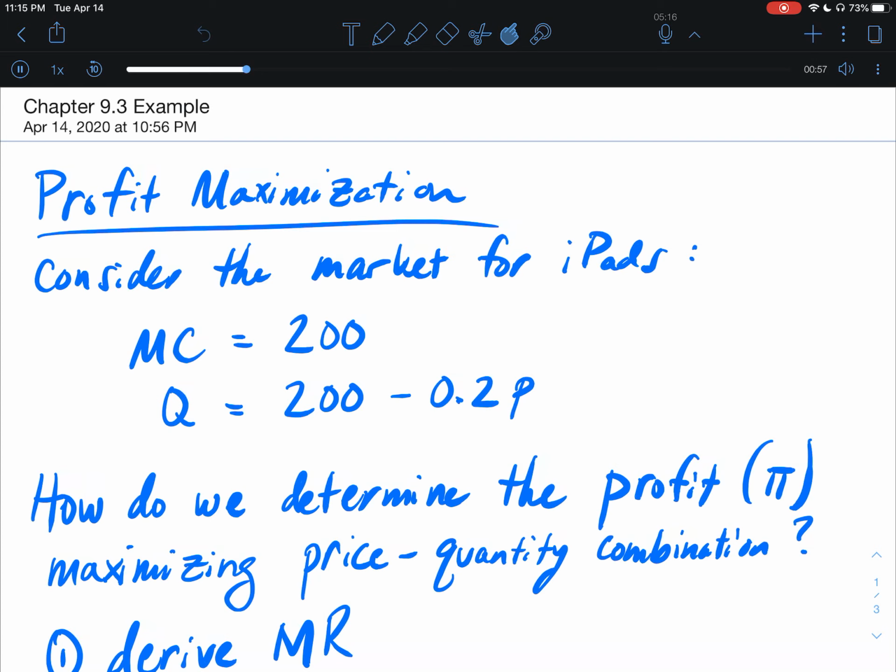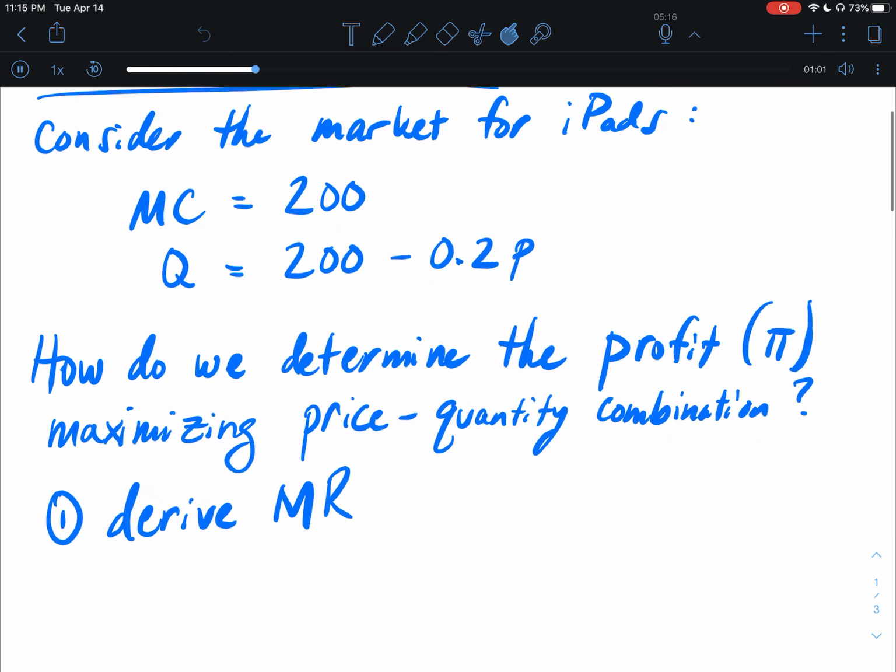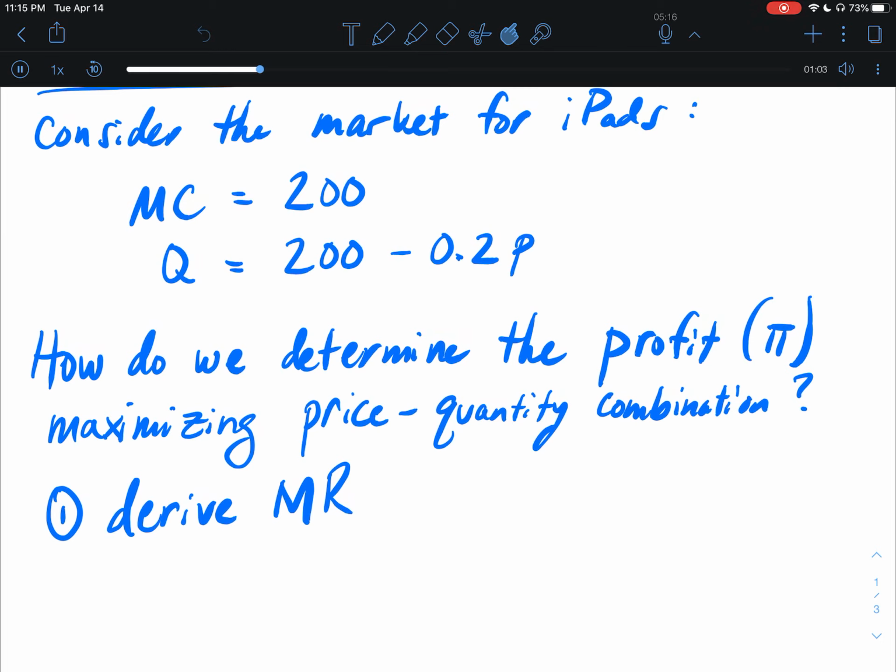So the marginal cost in this example is 200, and the demand function is Q equals 200 minus 0.2P. What we want to know is how to determine the profit maximizing price quantity combination. In order to do this, the first step is we have to derive the marginal revenue function.